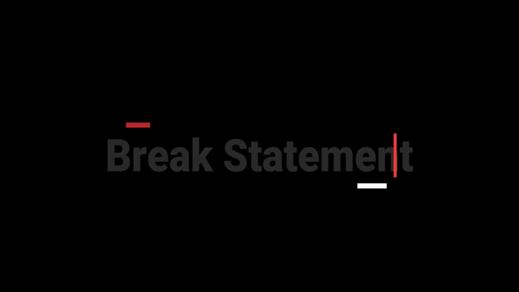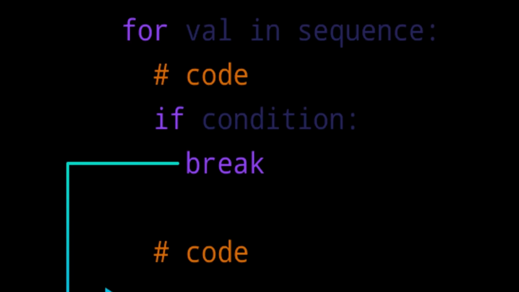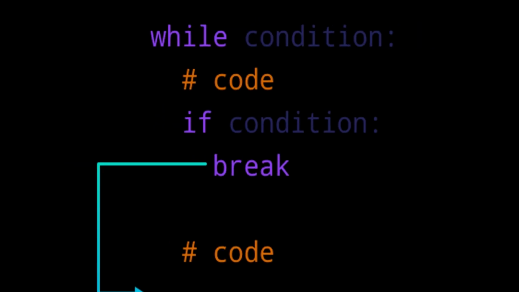In this video, we will learn about the break statement in Python. The break statement can be used only inside for loops and while loops. The main purpose of the break statement is to tell a loop to stop immediately, even if the loop has not finished going through all of its items or conditions.